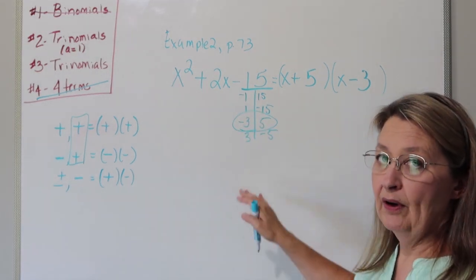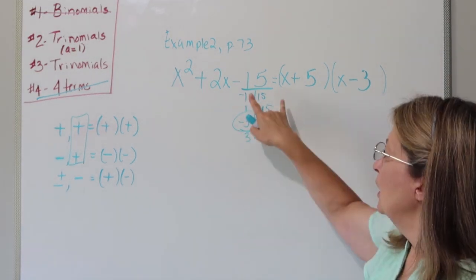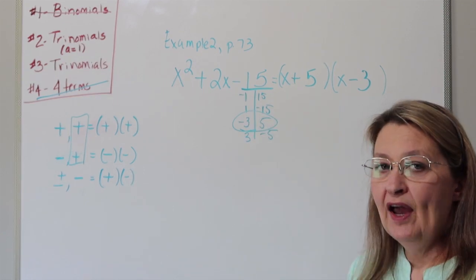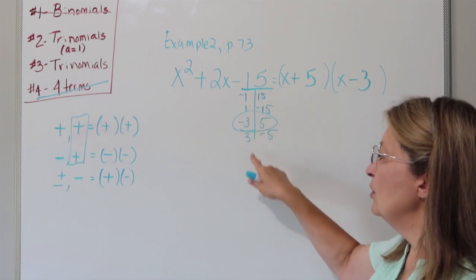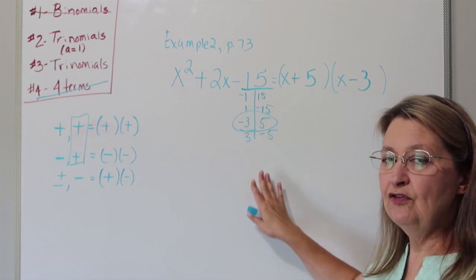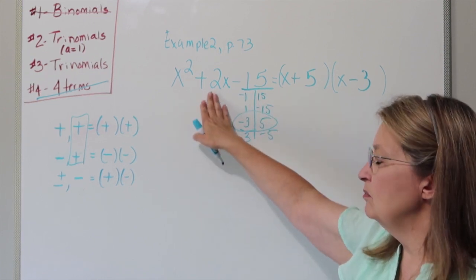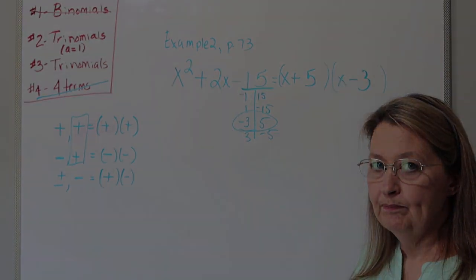I go in order. I don't just jump around. Go in order. That way you'll know if you haven't missed anything, because you don't want to miss the pair that you need. So go in order, be organized, and if you don't have a pair that adds up to give you the middle term, it's just prime.